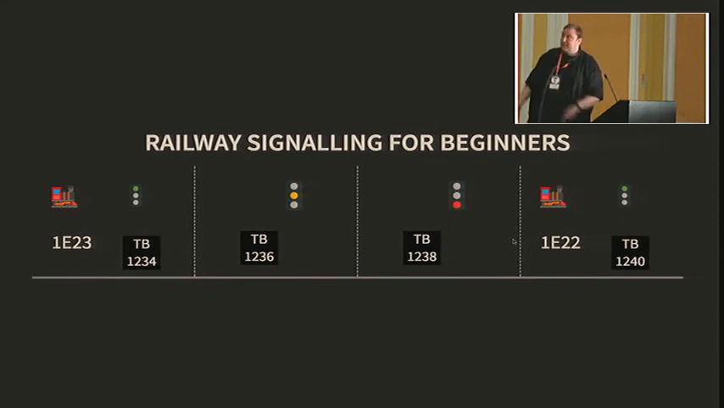So each of these signals has an area code, which is based on the signal box that controls it, and a unique identifier. So in the previous example, it was TB, which is Three Bridges in West Sussex. And our train reporting code, which is this one, is the link back to the timetable. It's not a straight one-to-one mapping. It's a bit complicated, but it's not too bad.